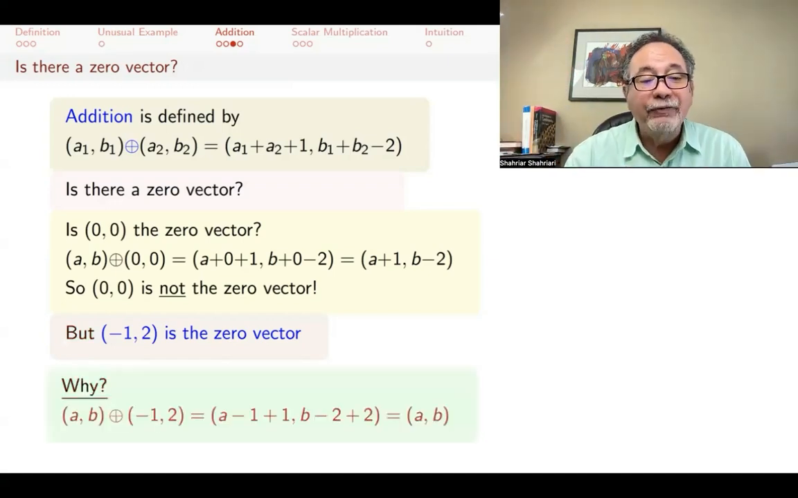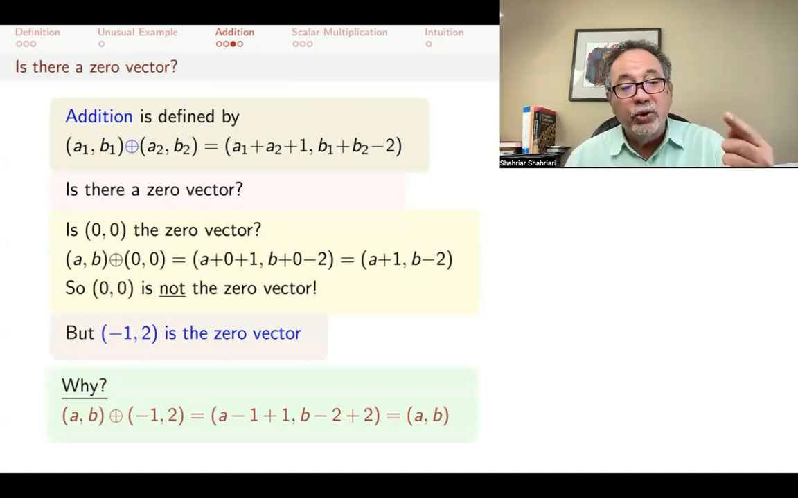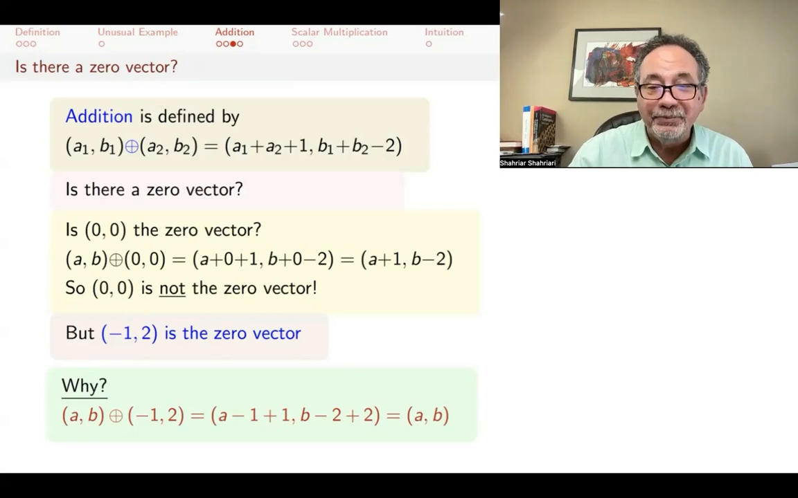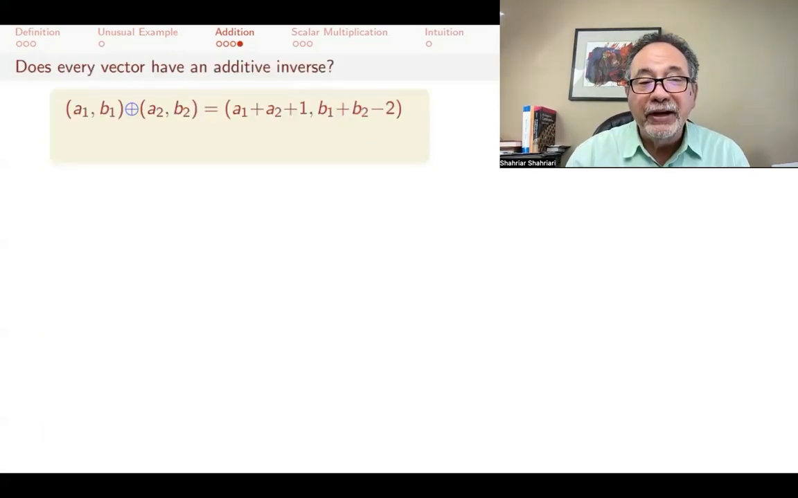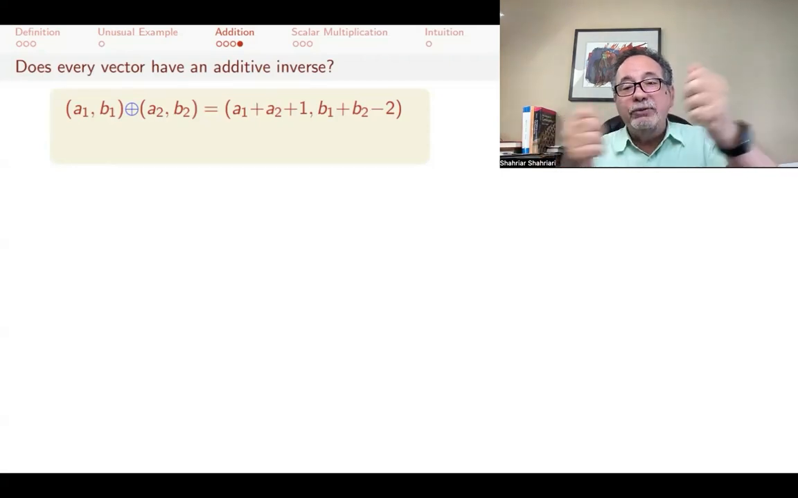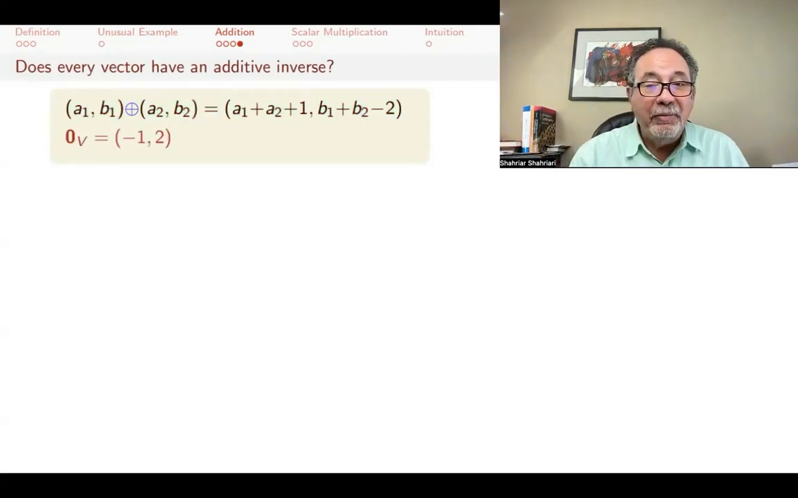How do we check? We have to add it to other things. If you take (a, b) and add it to (minus 1, 2), according to our rule, you get a minus 1 plus 1, and then b plus 2 minus 2. And so you get (a, b) back again. And so that is the zero vector. Does every vector have an additive inverse? Remember, for every vector, there has to be an inverse such that if you add them together, you get the zero vector. And remember, the zero vector is (minus 1, 2), not (0, 0).